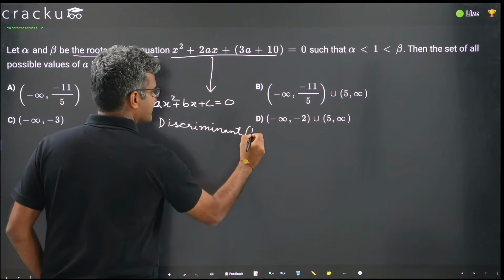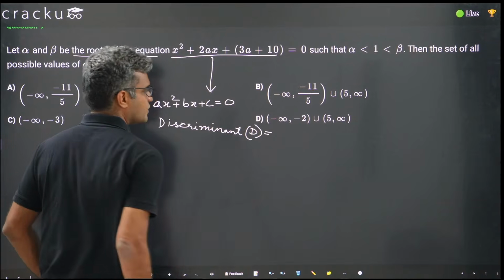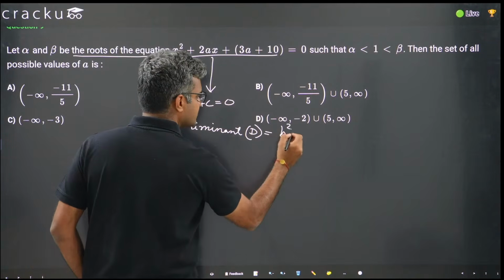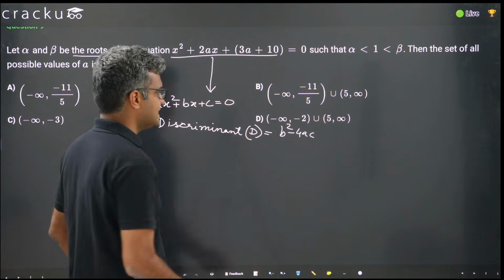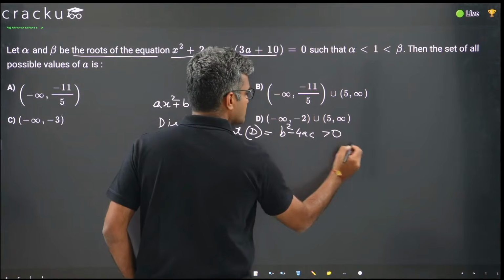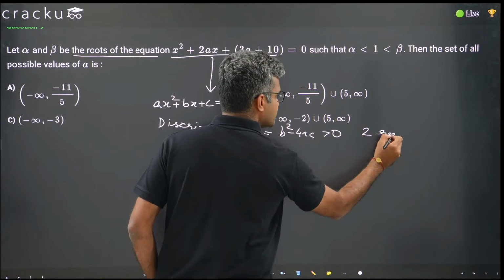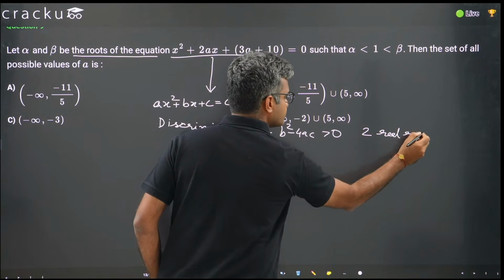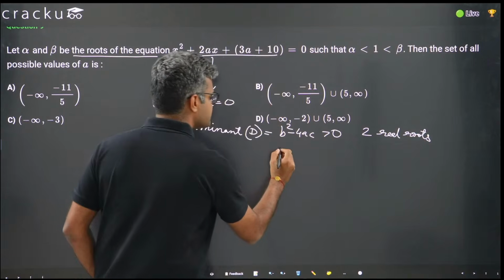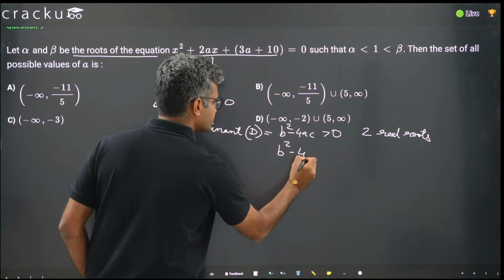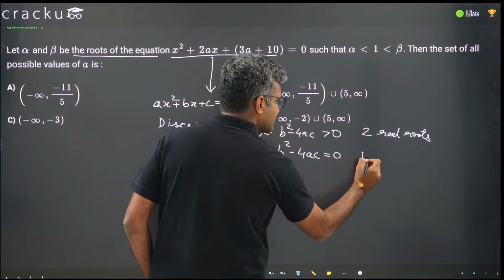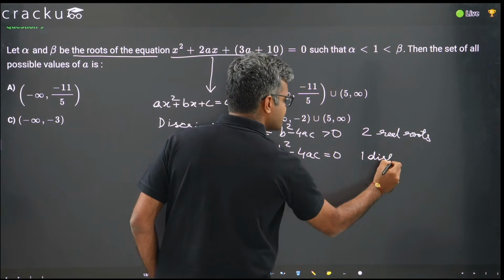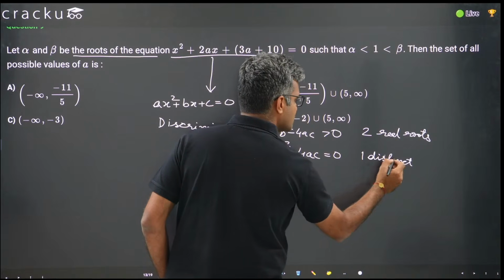Let us call the discriminant d. The discriminant of a quadratic equation is b square minus 4ac. Now if b square minus 4ac is greater than 0, the quadratic equation will have two real roots. If b square minus 4ac is equal to 0, it will have one distinct real root. That is, it will have two real roots which are equal to each other.